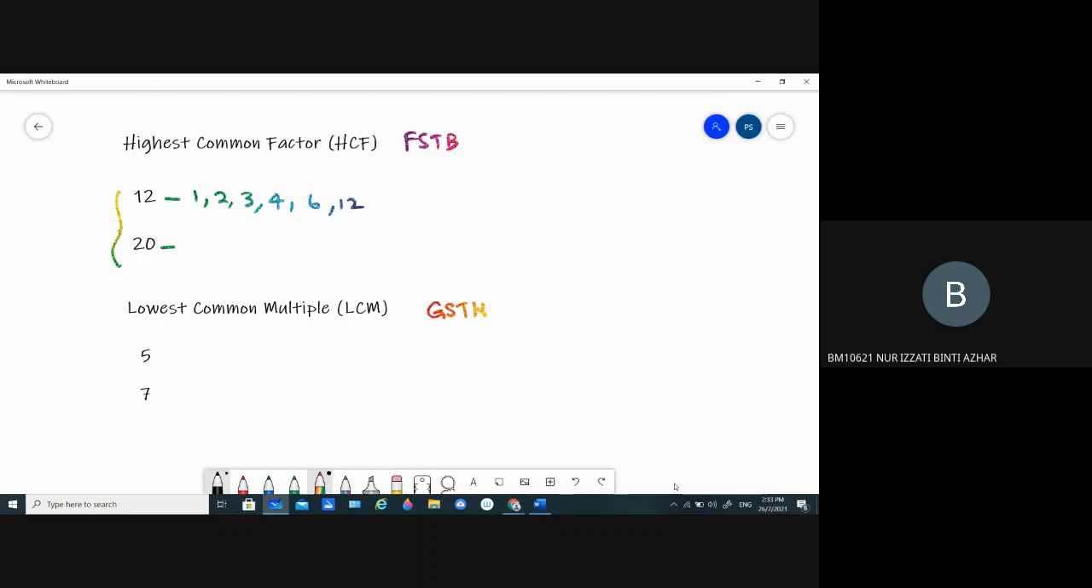For 20, factors of 20 will be 1, 2, 4, 5, 10, and 20. So these are the factors for both numbers. We look at all the common factors. 1 is a common factor, 2 is a common factor, which means they occur in both 12 and 20, and 4 is a common factor. So we have 3 common factors for 12 and 20. The highest common factor, or HCF, for 12 and 20 is 4.